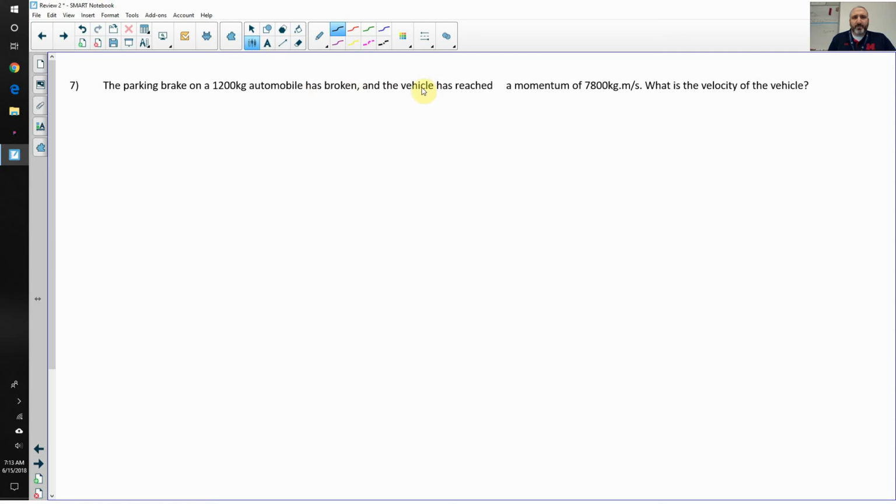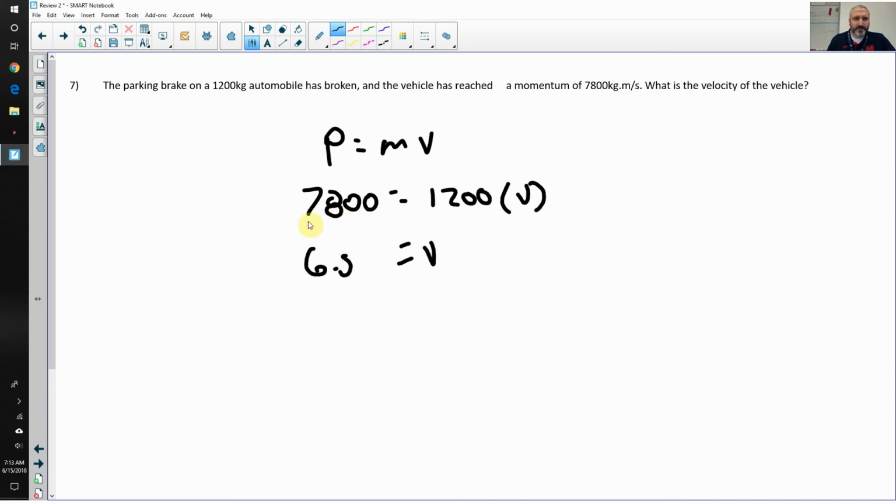The parking brake breaks, that's not good, and the vehicle reaches a momentum of 7,800 kilogram meters per second. What's the velocity of the vehicle? So we know the momentum is 7,800, mass is 1,200, and the velocity is what we're looking for. Not rocket science here. Divided by 1,200, velocity is 6.5. Again, we just divided both sides by 1,200.